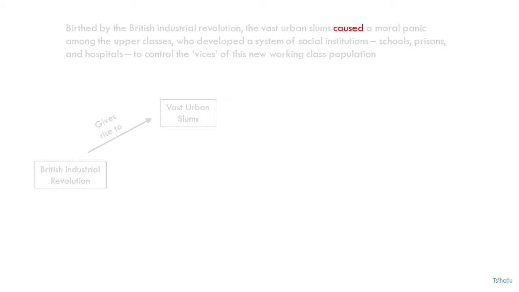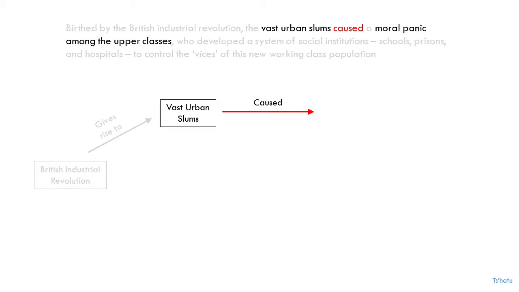Right here, caused. Something caused something else. What did the causing? Vast urban slums. And we already have that object right here. Now that is doing the causing. And what is it that it is causing? Moral panic among the upper class. So we're going to describe that entire thing as one object, so that we get this relationship right here: vast urban slums caused a morally panicked upper class. That is what the vast urban slums are doing. They produce this thing called a morally panicked upper class. Good, so we have the second.